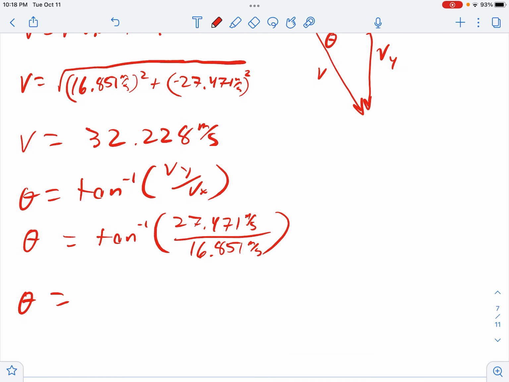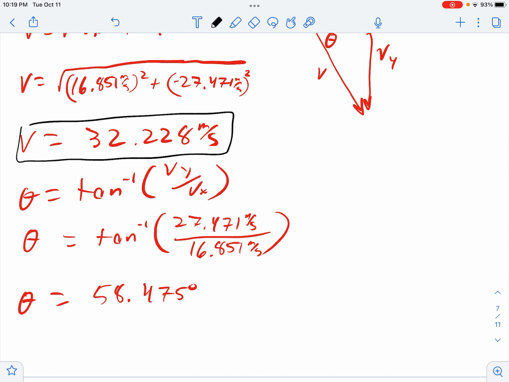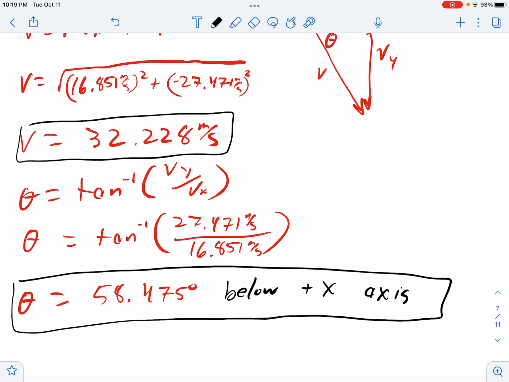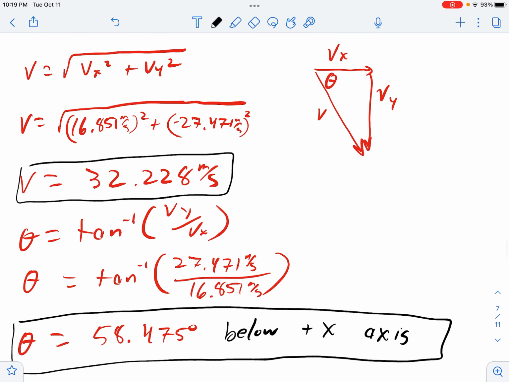All right, and then let's see, what did I get? I get 58.475 degrees. Okay, so again, here's my speed. There's my direction, and I forgot to write that this is below the positive x-axis, but again, I can see it right on the picture, so even if I didn't write that, it's on my diagram, so that'll work.